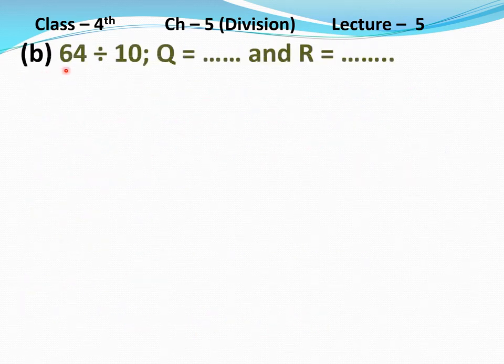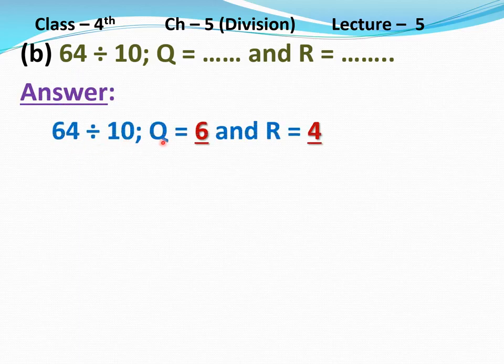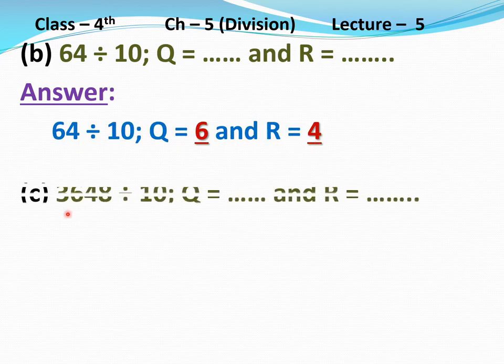Now, B part 64 divided by 10. Quotient equal to dash and remainder equal to dash. See, divisor is 10, then the last digit of the dividend, that is 4, will be the remainder and the number formed by the remaining digits, that is 6, will be quotient. Write down answer. 64 divided by 10, quotient equal to 6 and remainder equal to 4. Clear?